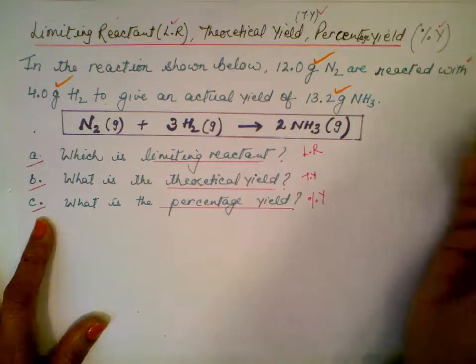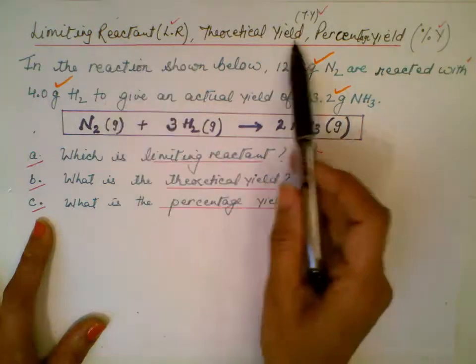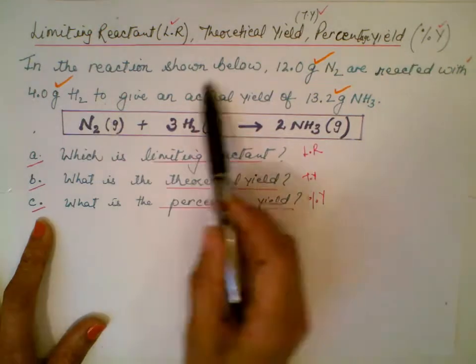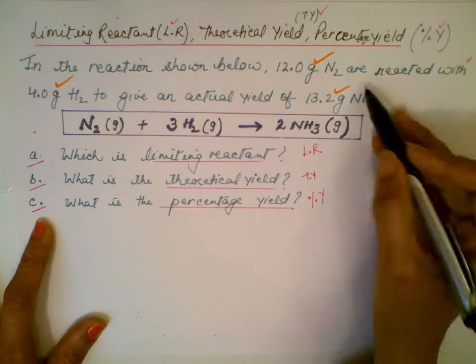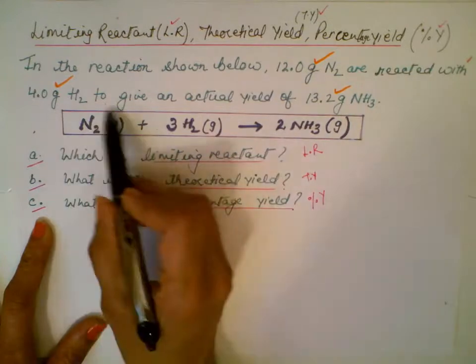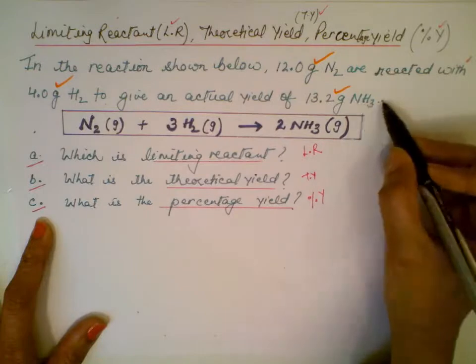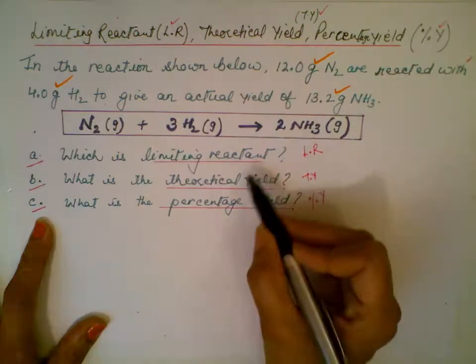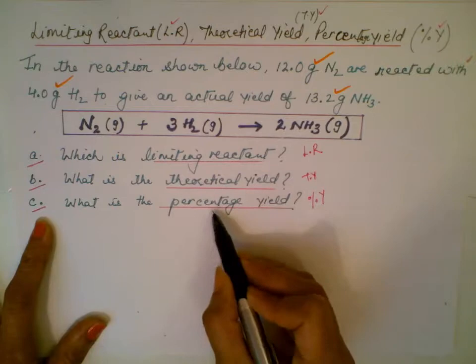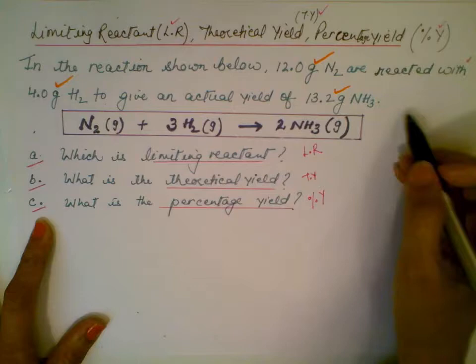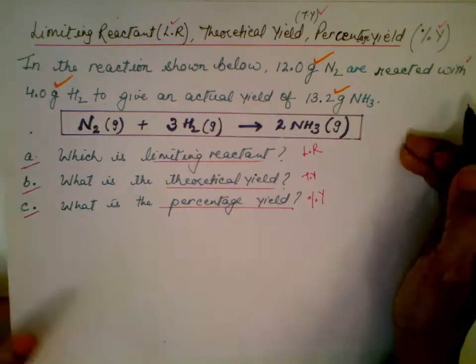Here we are learning about calculating limiting reactant, theoretical yield, and percentage yield. Here is the problem. In the reaction shown below, 12.0 grams of nitrogen are reacted with 4.0 grams of hydrogen to give an actual yield of 13.2 grams of ammonia. And you have to determine the limiting reactant, the theoretical yield, and the percentage yield. The good thing, you are already given a balanced equation, so no worries about writing the balanced equation.